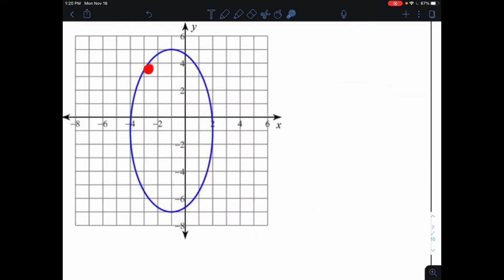So I want to write an equation of this ellipse. Now, looking at it, the ellipse is elongated vertically. So the standard equation for this is (x minus h) squared plus (y minus k) squared is equal to 1. Since it's elongated vertically, y is going to get the bigger denominator, which I'm going to call a squared, and x is going to get the smaller denominator, which I'm going to call b squared.